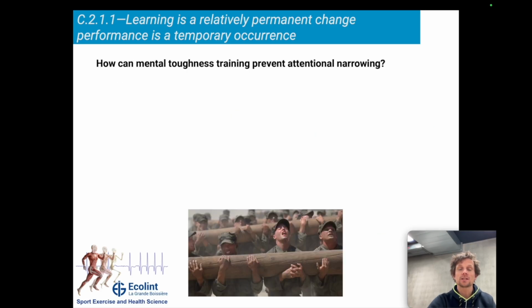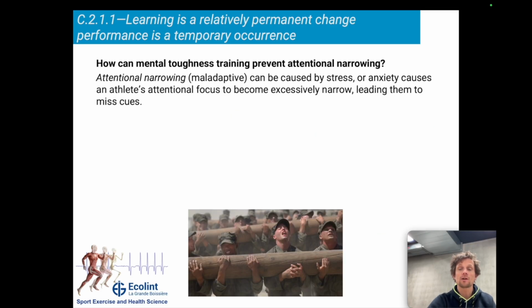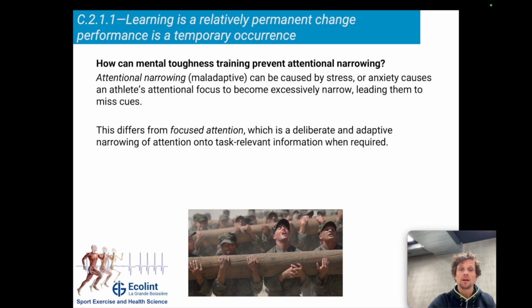When we're talking about attentional narrowing, we can also talk about maladaptive attentional narrowing. This can be caused by stress and anxiety, and it causes the athlete's attention to become too narrowly focused, and this leads them to miss cues that they would otherwise be able to perceive. This differs from focused attention, which is the deliberate and adaptive narrowing of attention to focus on task-relevant information, because maladaptive narrowing means that we're too focused and we end up missing cues, so therefore it has a negative impact on our performance.